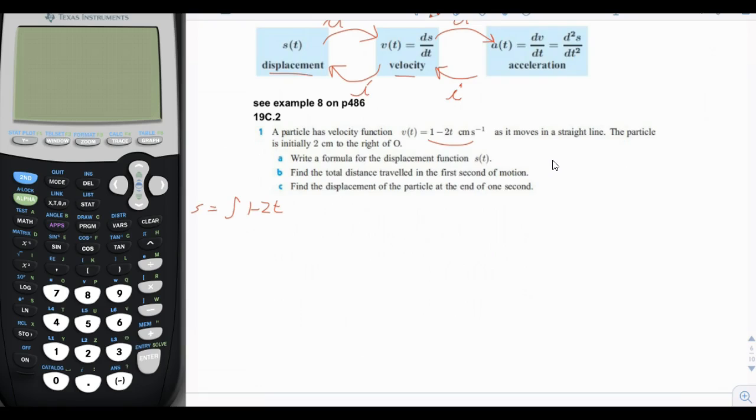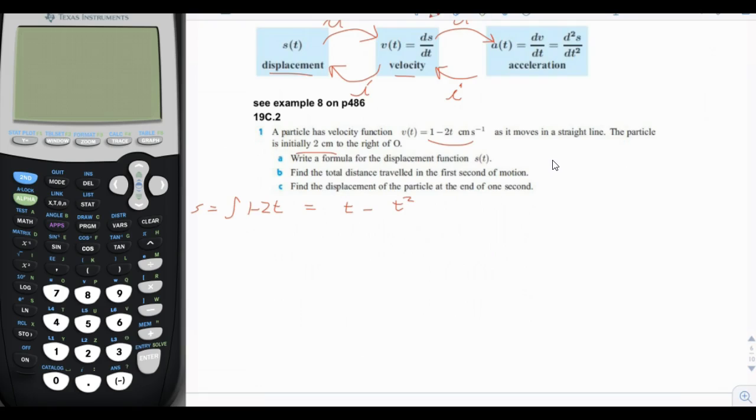Let's see. And we know that it initially starts 2 centimeters to the right of O. So the reason why that helps us is that's going to be the integration constant. So when we take the integral of 1 minus 2t, we're going to get t minus 2t squared divided by 2. Hey, look at that. The 2's cancel out. So we actually get t minus t squared. And we already have the integration constant.